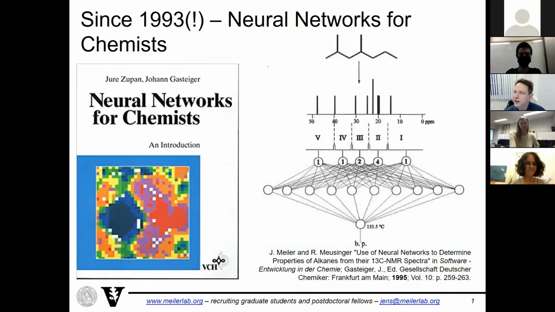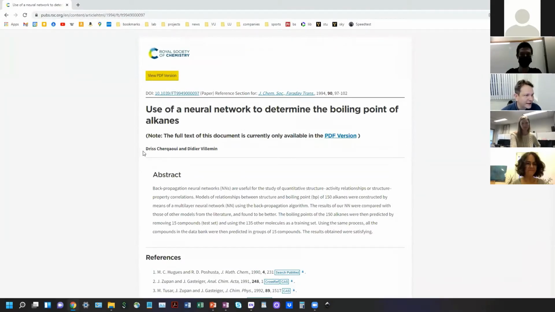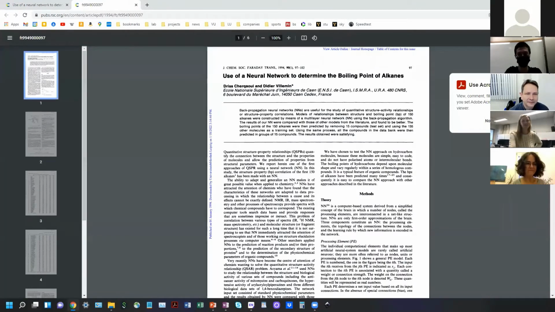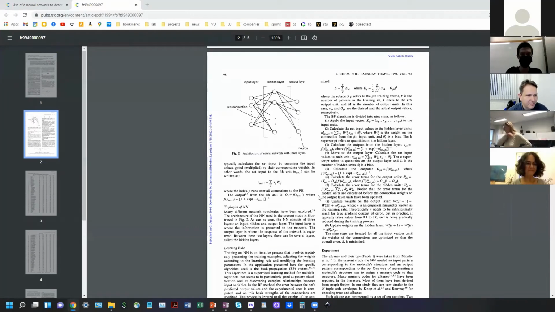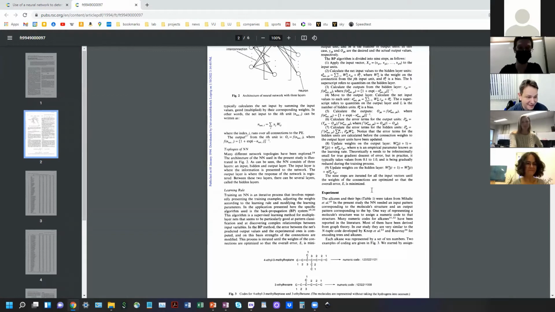But they had a step-by-step. Here, give them credit. Driss, Scherber-Croy, and Didier Willemine from France, here you go, and they, I believe, had in there a detailed step-by-step pseudocode of how the backpropagation algorithm works. And you won't believe it, but this is precisely what I programmed into my C++ code, or C code at the time, I should say.